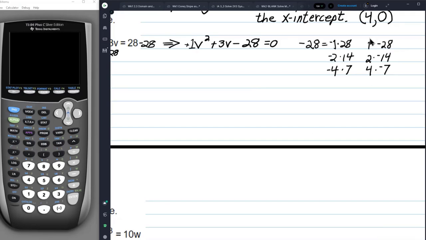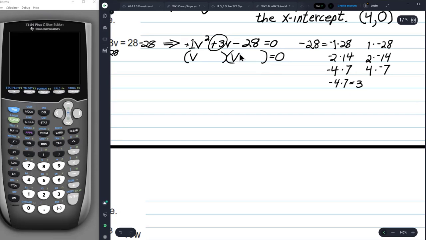And now I need to find the pair that adds up to positive 3. That will be negative 4 plus positive 7. Negative 4 plus 7 equals positive 3. So we come back over here. Make two sets of empty parentheses, equals 0. This is a 1v squared, so I separate the v squared into v and v, and then I take a minus 4 and a plus 7. That equals 3, negative 4 and positive 7.